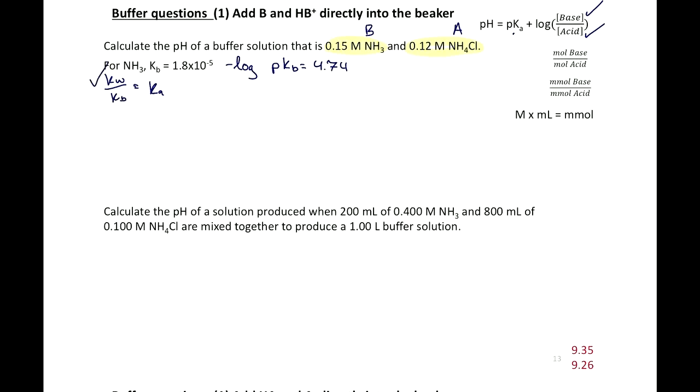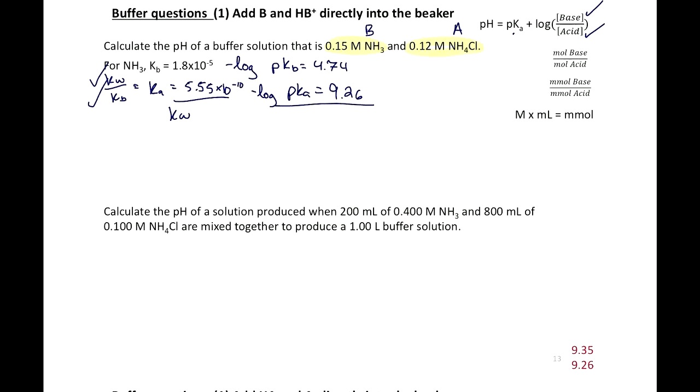Again, we're assuming this is 25 degrees. So Ka is equal to 1e negative 14 divided by 1.8e negative 5. 5.55 times 10 to the negative 10. So that's Ka. And so if I take the negative log of that number, we get pKa is equal to 9.26, right? So Ka and Kb, they are related by Kw.